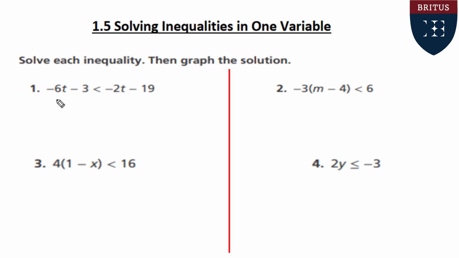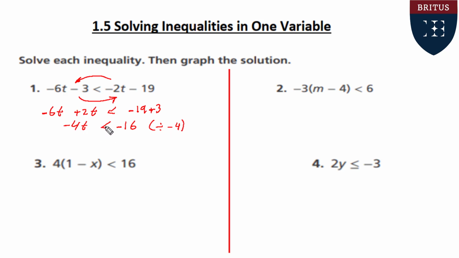Negative 6t minus 3 is less than negative 2t minus 19. Just move negative 2t to be added and move 3 to be added. Now we get negative 6t plus 2t is less than negative 19 plus 3. Negative 6t plus 2t is equal to negative 4t, is less than negative 19 plus 3, which is equal to negative 16. Just divide both sides by negative 4.